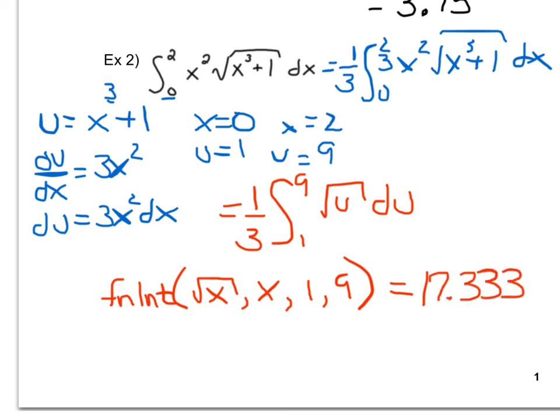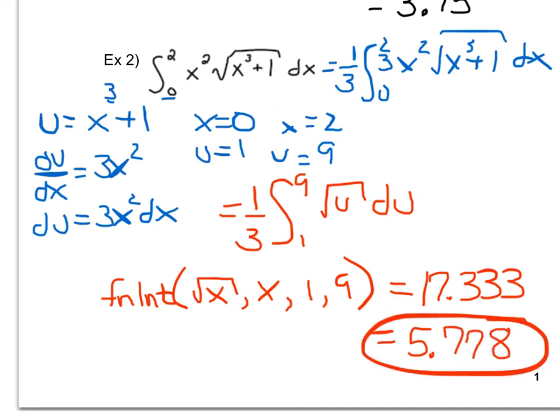Notice I have not done anything yet with this 1/3 out front, so I still do need to multiply my final answer by 1/3. So again, I'm going to take my calculator and do that. And I do get about 5.778, rounding to 3 decimal places.